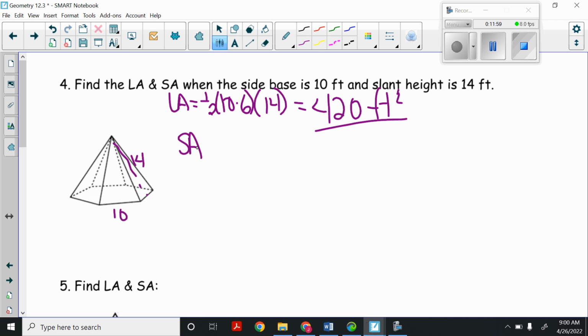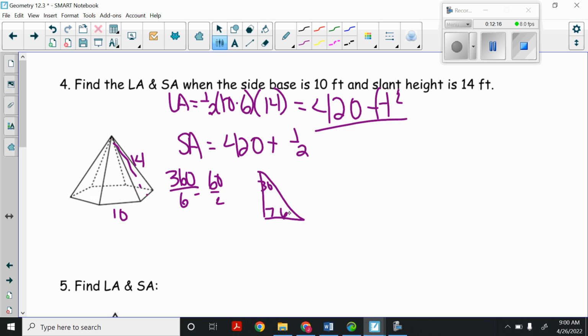So our surface area is our lateral area, 420, plus the area of the base. The base is a hexagon, so that's 1/2 the apothem times the perimeter. So again, 360 divided by 6 gets me 60, but I have to cut that in half. So I know that this is a 30, 60, 90 triangle. This was 5 down here.